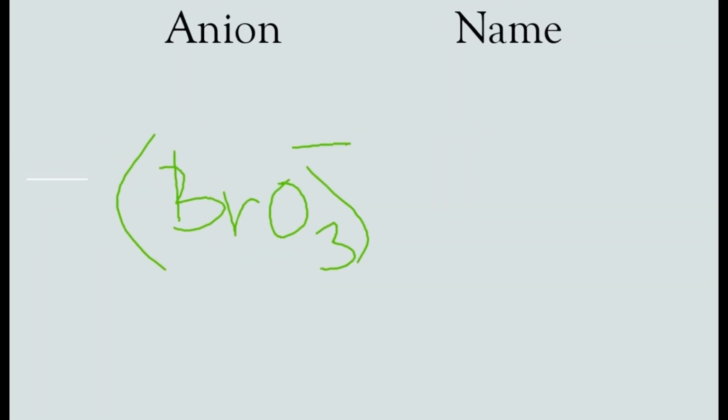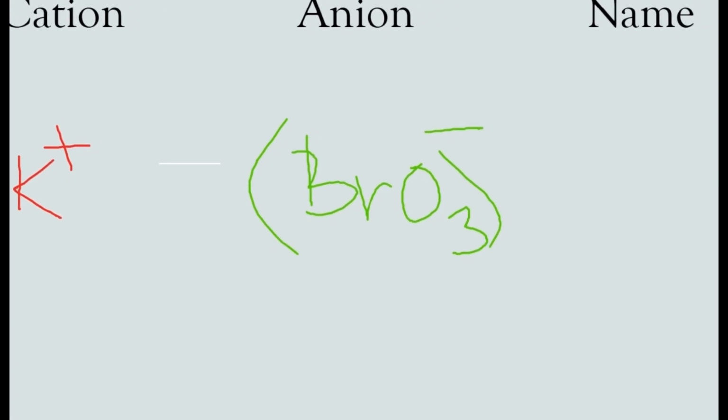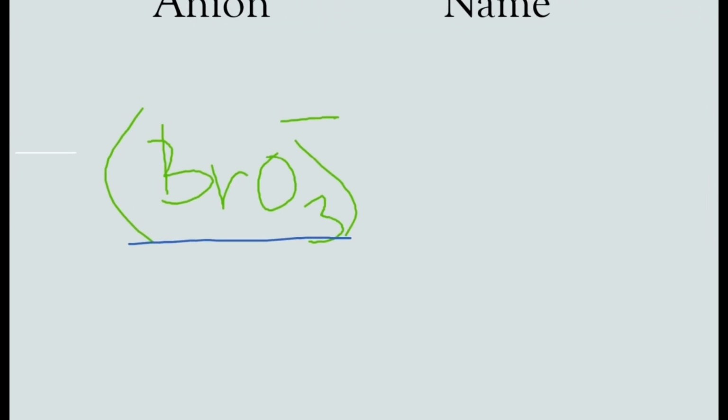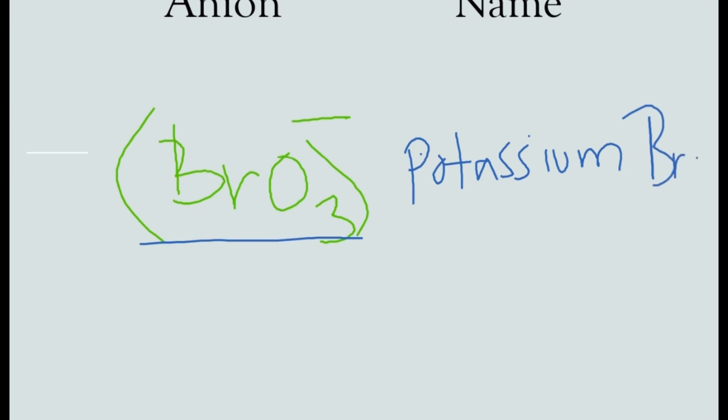Now, just like we did for the previous compound, we will write the name of the cation first and then we will write the name of the anion. In this case, our cation is potassium, so we will write potassium first, and our anion is bromate. So we will write bromate. So the compound is potassium bromate.